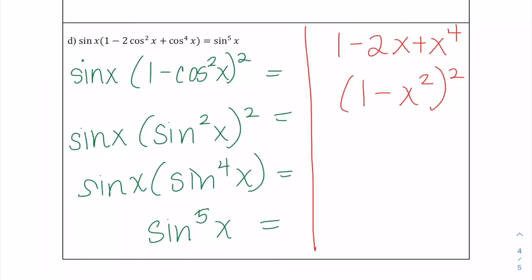You may have noticed that this trinomial is a perfect square trinomial, and if it was written with just x's, we would know we could factor that into 1 minus x squared, quantity squared. So we can do the same with this Pythagorean trinomial, and we'll get 1 minus cosine squared, quantity squared. We can substitute that with the Pythagorean identity, and then from there it's just a little practice with exponents, simplifying to eventually get sine raised to the 5th, making that left side equal to the right side.